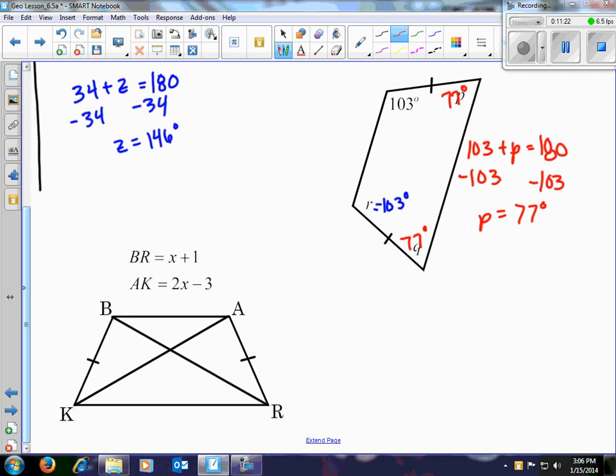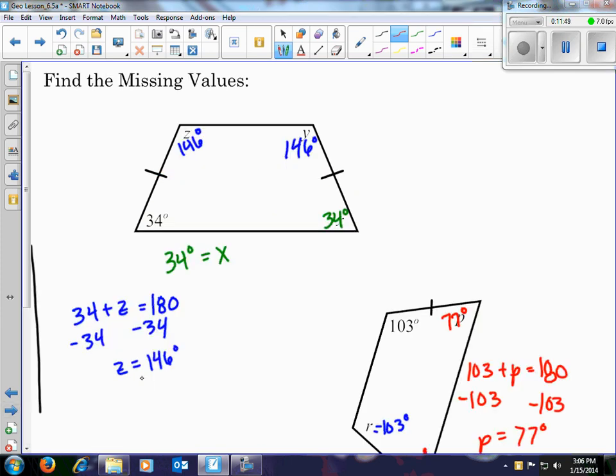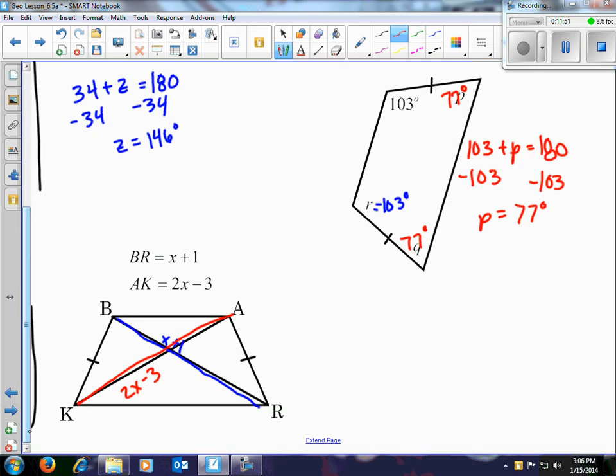And our last example. Our last example says that BR is x plus 1. So this diagonal right here is x plus 1, this whole thing, in blue. The other thing I know is that AK, so the red one, is equal to 2x minus 3. Now, back here, one of my properties for an isosceles trapezoid is that my diagonals are congruent. So that means that I can say that x plus 1 is equal to 2x minus 3. So I subtract 1 from both sides.